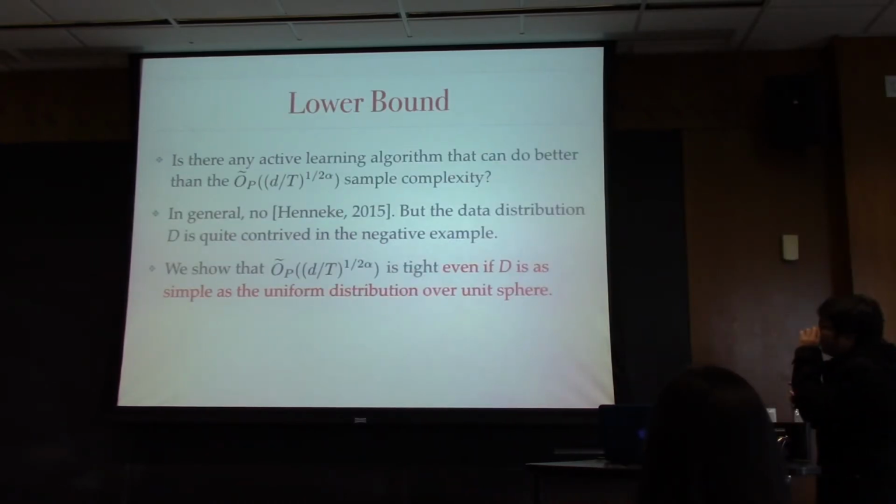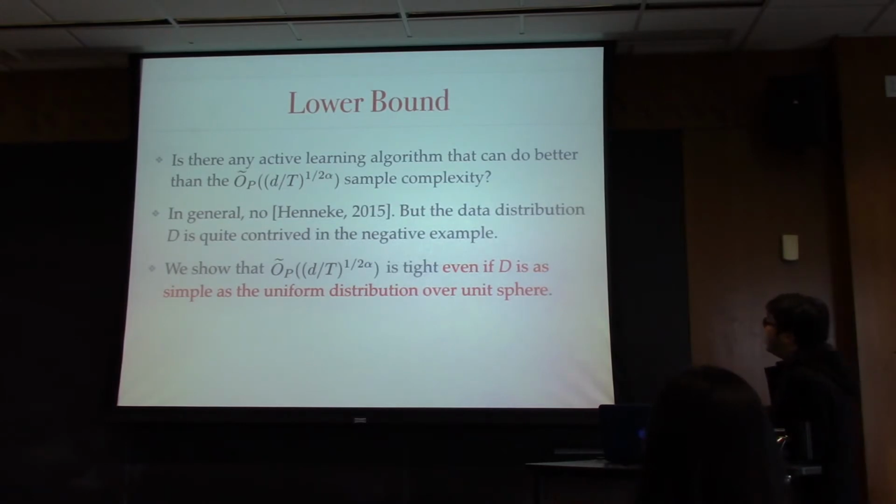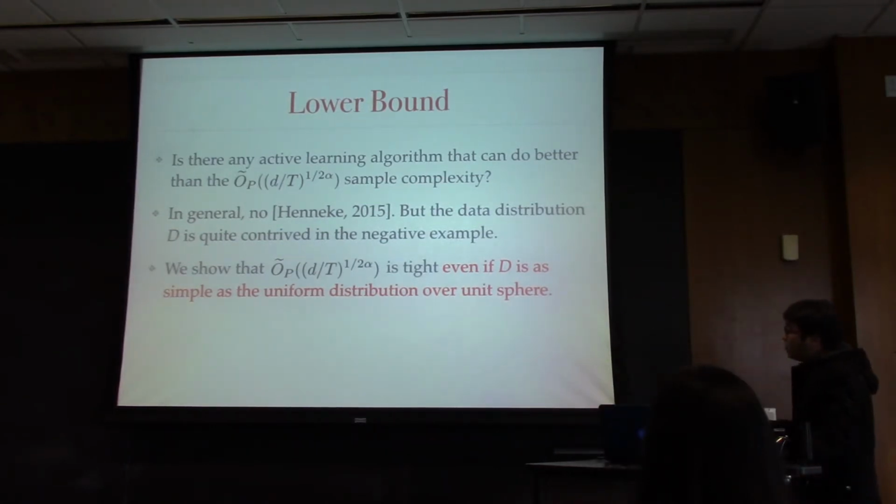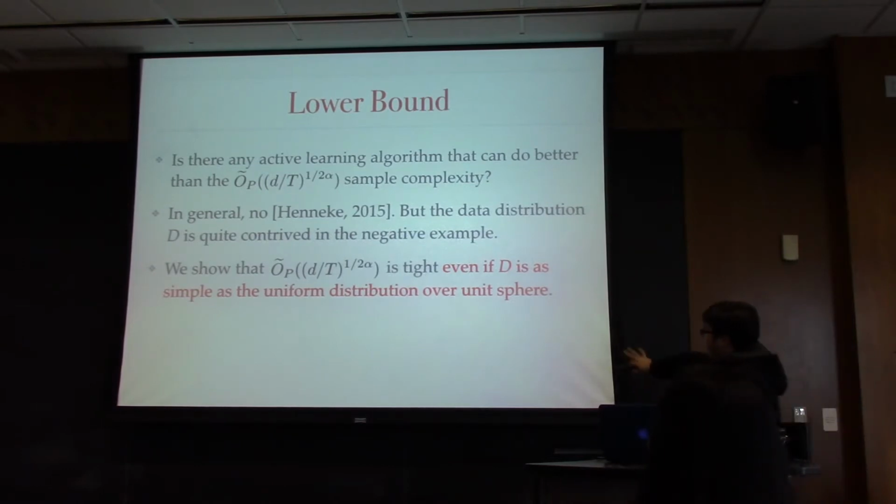So in the lower bound question, we are interested in whether there is any active learning algorithm that can do better than this d over t to the 1 over 2 alpha sample complexity under the TNC assumptions. So in general, the answer is no, and it's already proved. However, in that proof, the data distribution D is quite contrived, and in this work, we show that the d over t to the 1 over 2 alpha convergence is tight, even if the data distribution D is as simple as you can think about.